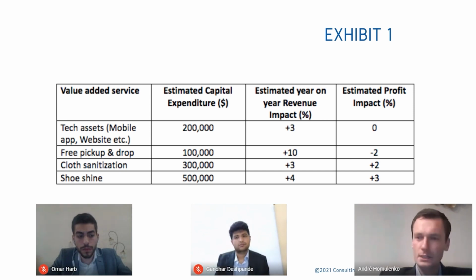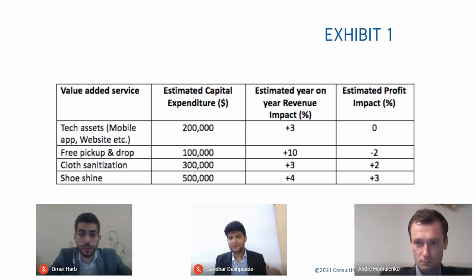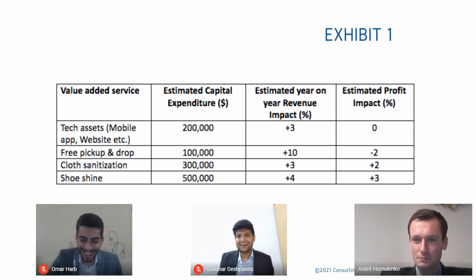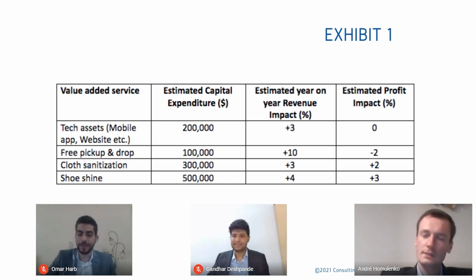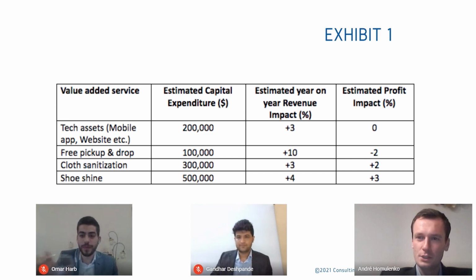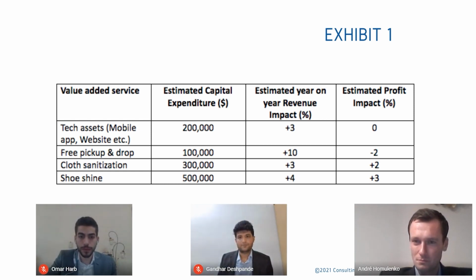Any further ideas? Can I give it a shot? Gandhar, I took a moment to analyze. So can I go ahead? No, let's give the chance also to other participants of the webinar, because you have already spoken. So anyone else? All right, seems not to be the case. Then Gandhar, please proceed. Yes.